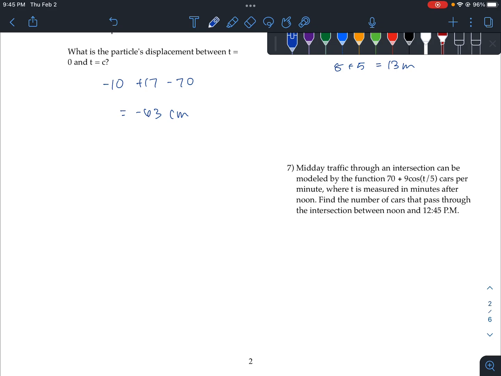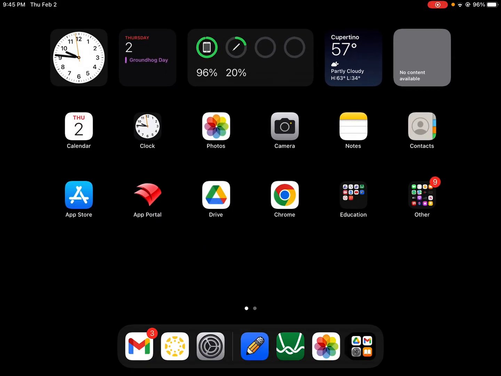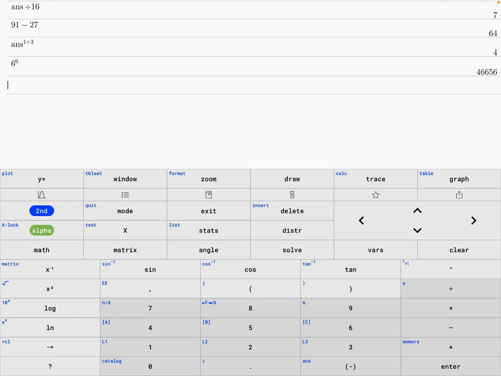So we want to integrate from 0. So since we're between noon and 12:45, and we're measuring in minutes, we're going to want to do this from 0 to 45. And that's going to be of 70 plus 9 cosine of t over 5 dt. Alright, so let's go ahead and punch that into a calculator.